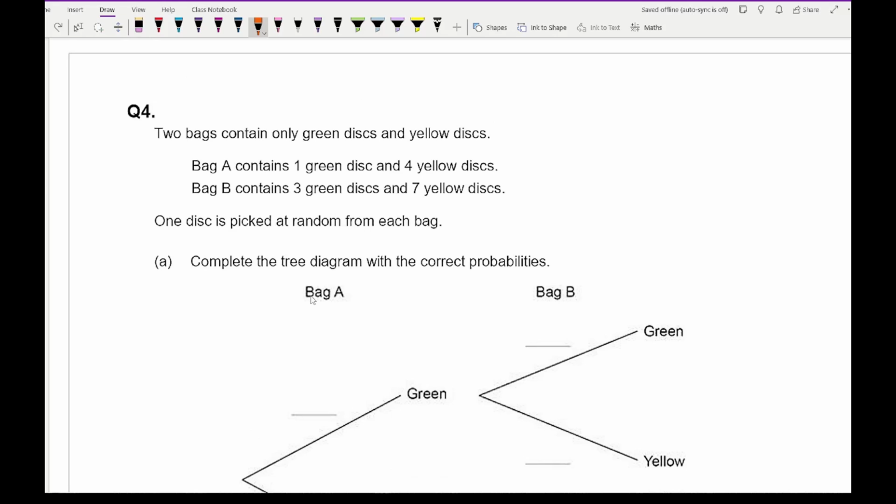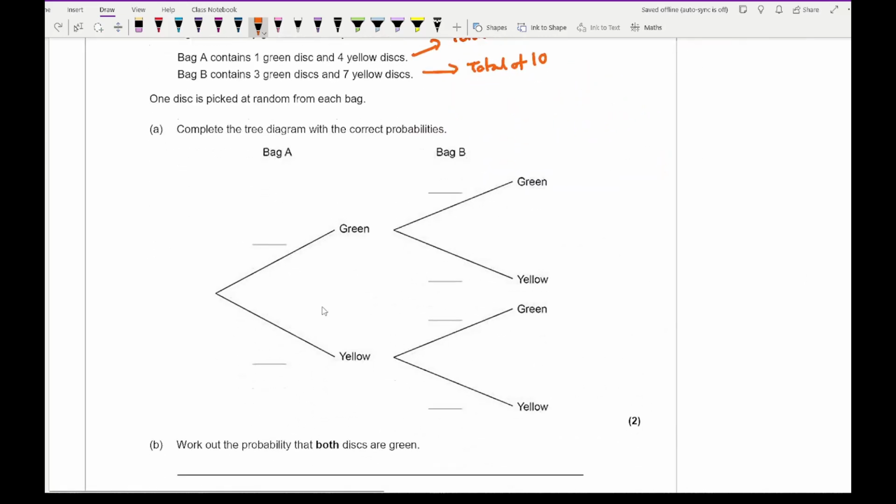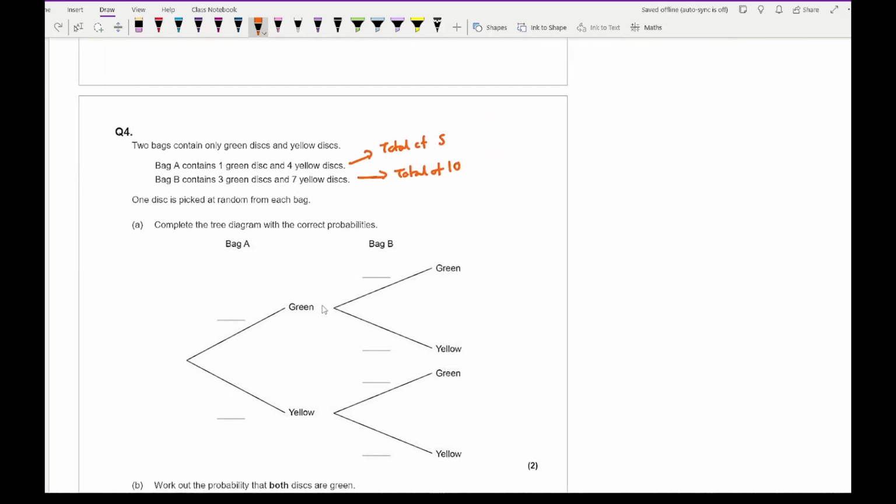So for the first bag A, we've got a total of 5, and for bag B, we've got a total of 10. So then if I just zoom out so we can see it all on the screen. For bag A, we've got green, 1 out of 5, so that's going to be 1 over 5. And for yellow, it's going to be 4 over 5. Then for bag B, how many greens have we got? Well, we've got 3 out of 10. And for yellow, we've got 7 over 10. And again, just repeat for the second branch. And there is my tree diagram completed.